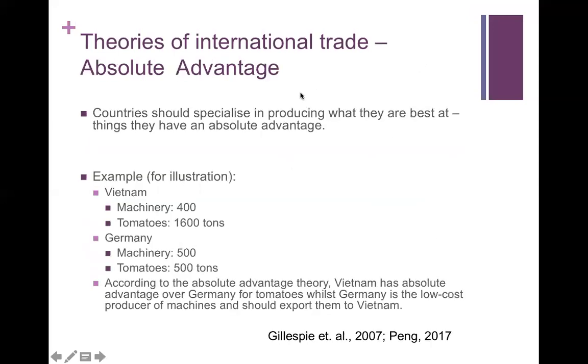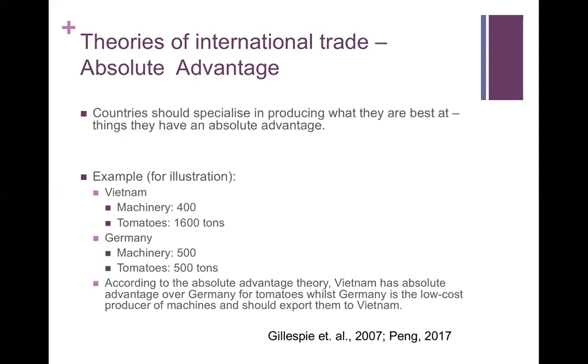The second theory suggests that countries should specialize in producing what we call the absolute advantage. Based on this theory, countries should specialize in producing what they are best at, basically the things in which they have an absolute advantage. So if we use an illustration, for instance, Vietnam can produce as many as 400 machinery and 1,600 tons of tomatoes, whilst Germany can produce 500 machinery and 500 tons of tomatoes.